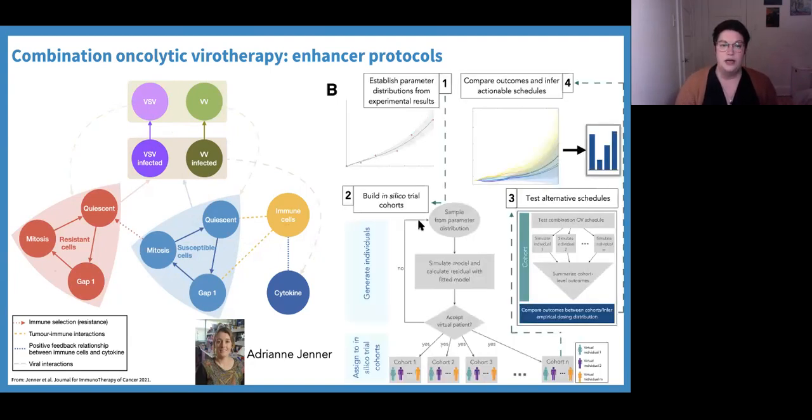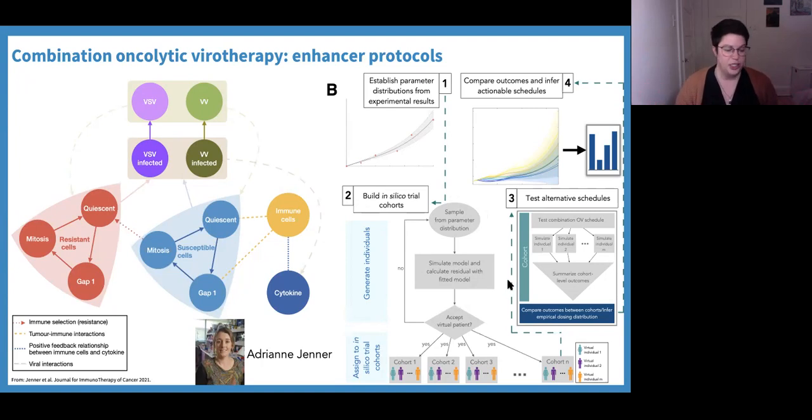And here we applied our in silico clinical trial approach, which is to, we had experimental data from Marie-Claude, and so we could establish ranges around the parameter values in our model, and then sample from those ranges to get out a virtual individual. So really just a string of individual parameters.